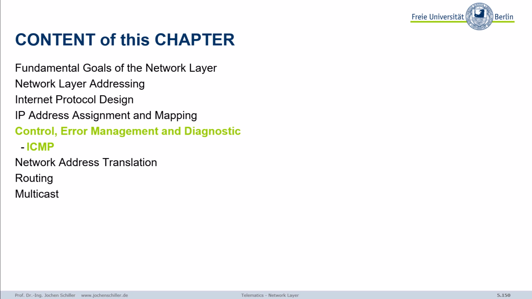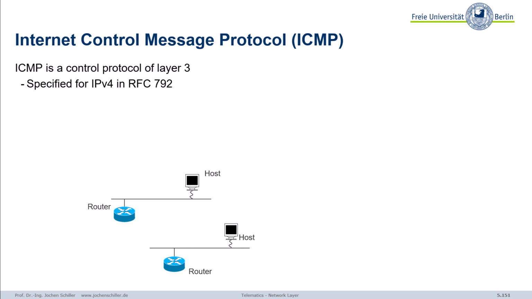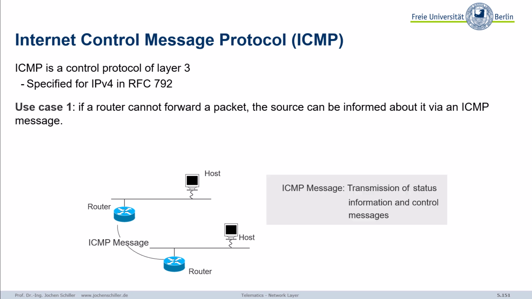I mentioned ICMP several times already, in the context also of IP version 6 for address configuration, etc. So ICMP is quite important for controlling, error management, diagnosis. So what is the key idea? ICMP is a layer 3 protocol, also a pretty old one, the Internet Control Message Protocol for IP version 4 already. And now assume use case 1, a router cannot forward a packet.